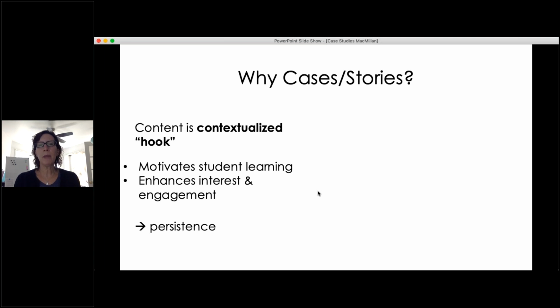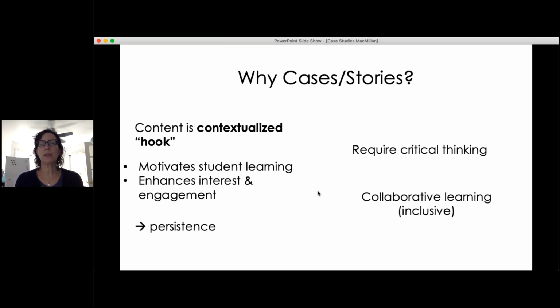And for all of us in STEM, we know that persistence is a huge issue that we need to continue to work on with our students. Another reason to consider using case studies in your teaching is that when you do them well, they require critical thinking of our students, and that's something we all value. They're also very easy to set up to allow students to work collaboratively, so they really foster collaborative learning, and that is very much an inclusive teaching practice, which is also very important for persistence in STEM.